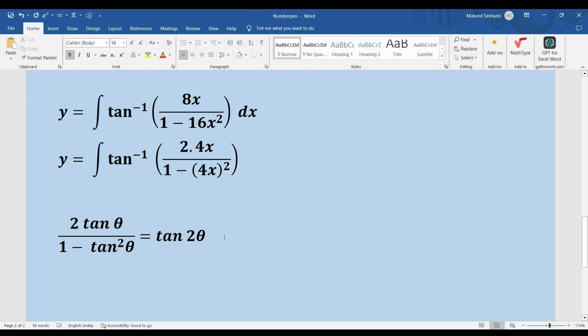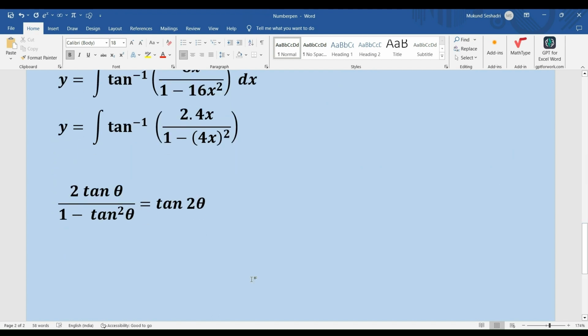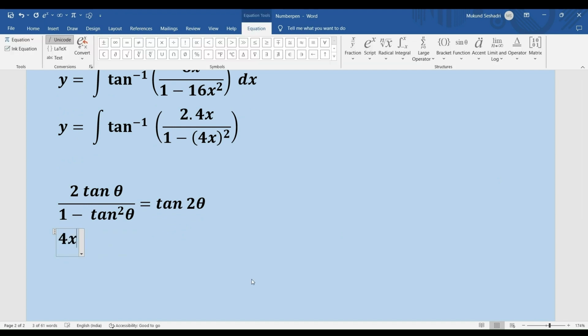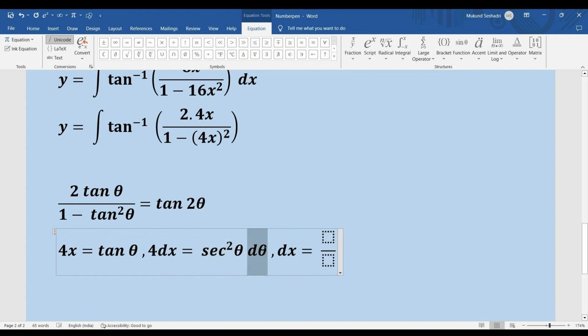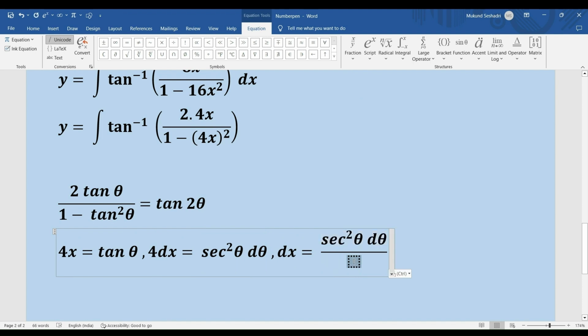And now when you try and connect this with the tan 2 theta identity, it becomes very easy to identify the substitution I'll have to make, right? The substitution is 4x equals tan theta. So when I do 4x equals tan theta, what happens to my dx? I differentiate on either side, I get 4 dx equals secant square theta d theta. It means my dx becomes equal to secant square theta d theta divided by 4. So now I have my x in terms of theta, and I have my dx also in terms of theta.